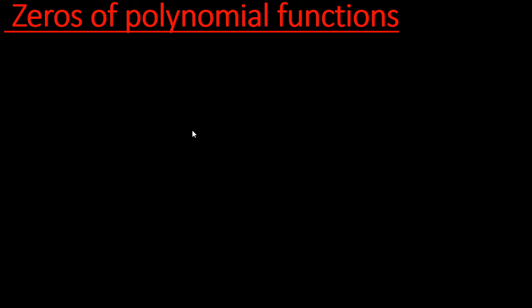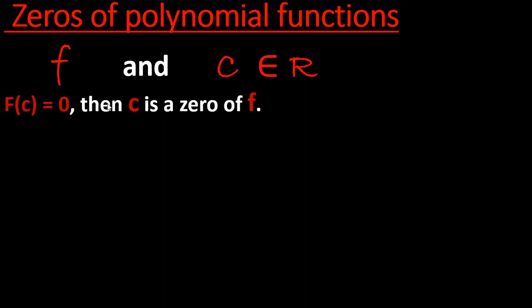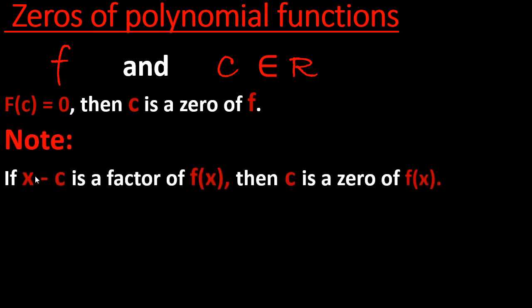Well, in this video, we're going to focus on zeros of polynomial functions. For any polynomial function f and any real number c, if f of c is 0, then c is a zero for f. Let me take you back to the factor theorem. If x minus c is a factor of f, then c is a zero for f.